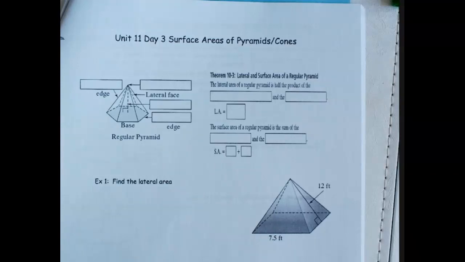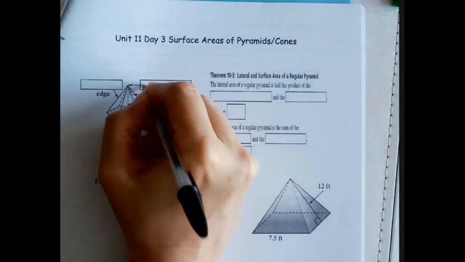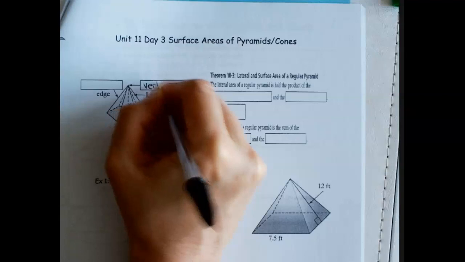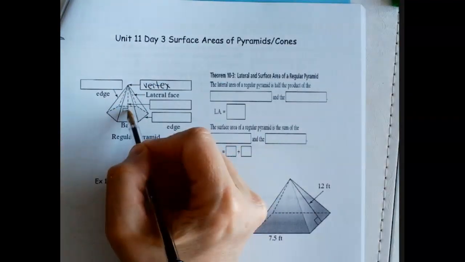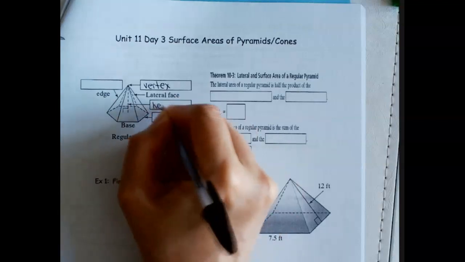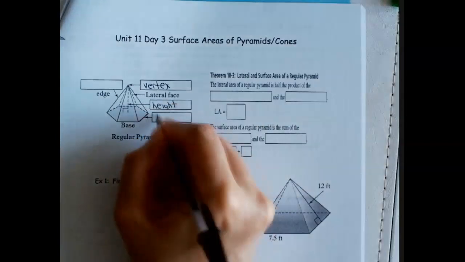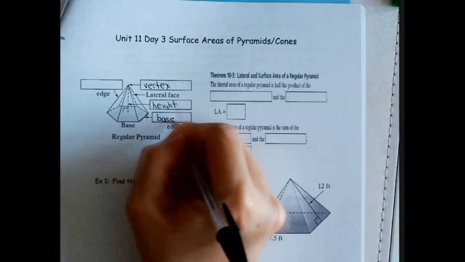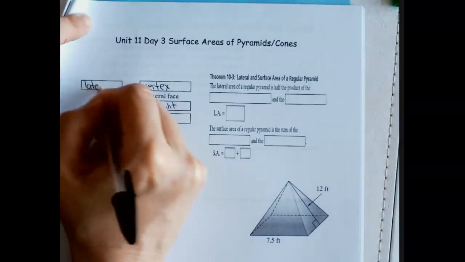So let's go through some basic vocabulary to begin with. This top point up here is called the vertex. This guy that they're referring to here, smack down the middle, is the height. This length right here is called the base edge. And this guy right here is called the lateral edge.